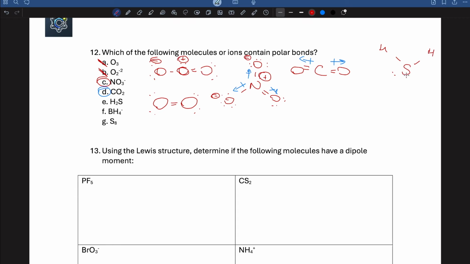H, two lone pairs. And both of the hydrogen-sulfur bonds are polar, going towards sulfur. And so H2S is also an answer. So make sure the color is the same.